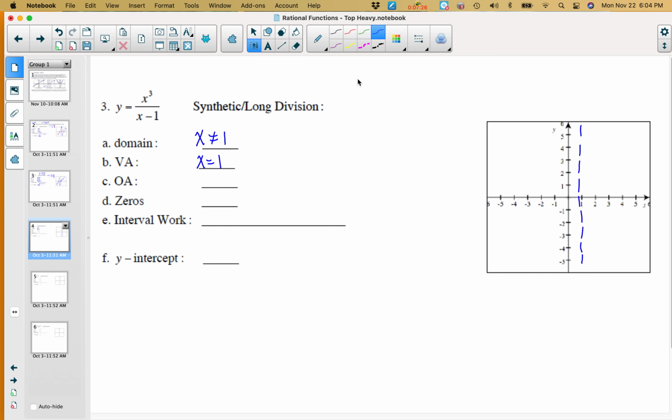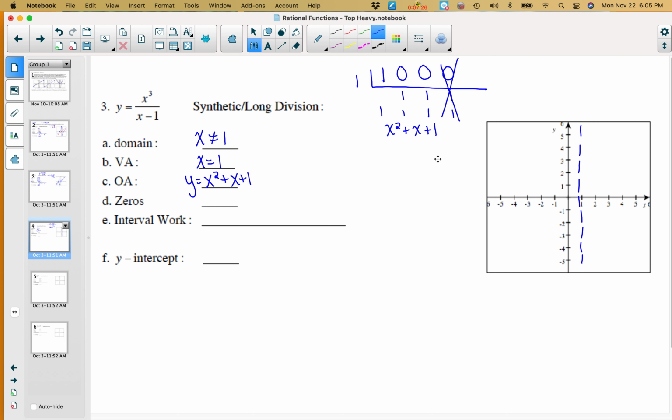My oblique asymptote. So I'm still doing synthetic division. I'm going to do the 1 out front. And we have 1x cubed, 0x squared, 0x, and 0 for our constant. So bring the first number down, we multiply, we add, we multiply, we add, we multiply, we add, but we don't care about that. So if this was x cubed, then my answer is x squared. So x squared plus x plus 1. That's my oblique asymptote, and I have to draw it. So I have to sketch that.